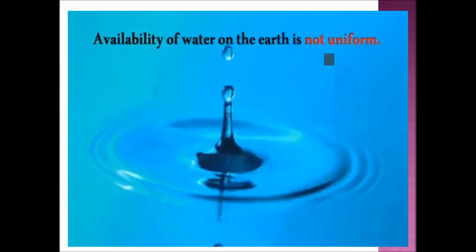Availability of water on the earth is not uniform. This means in some places there will be more water resources when compared to other places. So this is the meaning of this sentence. Availability of water on the earth is not uniform because in some places there are very rich water resources and in some other places there are poor water resources.